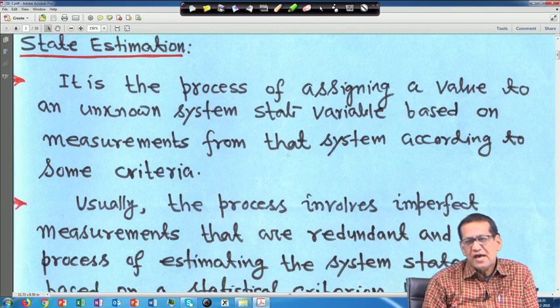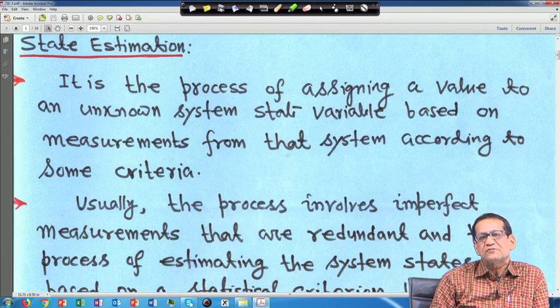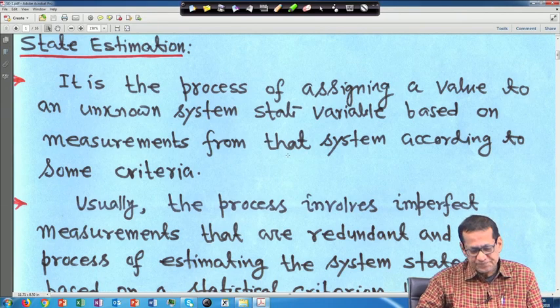Suppose the number of state variables is known to you, how many state variables you have to estimate. Sometimes the number of measurements is more than the number of state variables, sometimes the number of measurements is less than the number of state variables, and sometimes the number of measurements is equal to the number of state variables. Because of this, you have different types of concepts and different types of mathematical derivation.